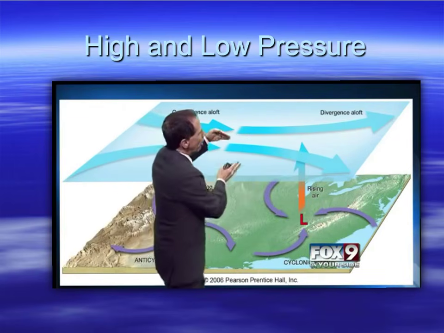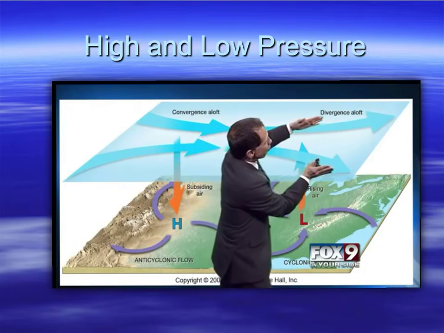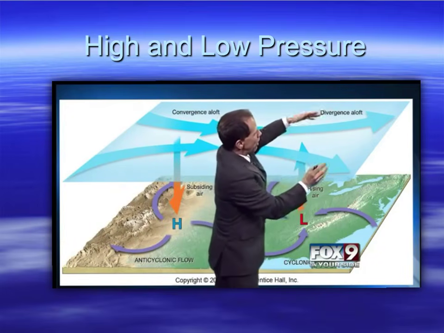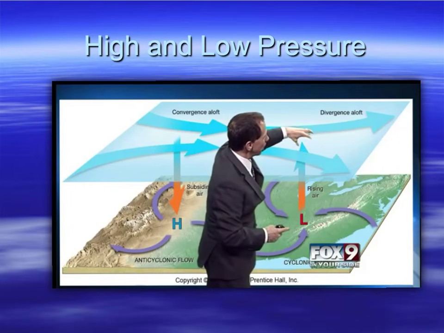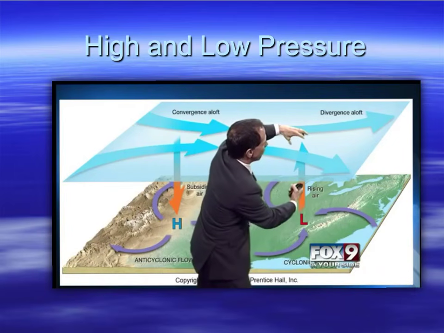As the jet stream is going along, it'll encounter an area where it diverges aloft, and so it separates the air here. We can't have a void. We can't make a vacuum with no air, so something has to replace the air right here, and so air comes up from the ground.